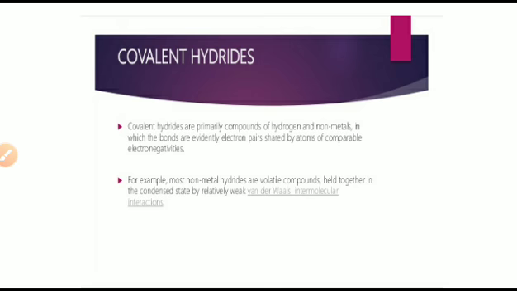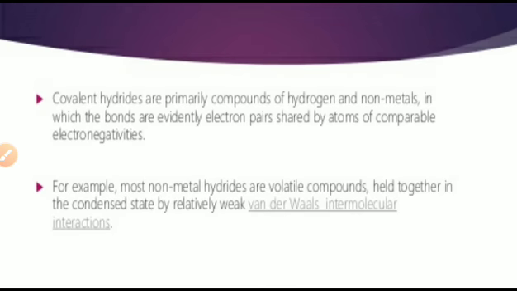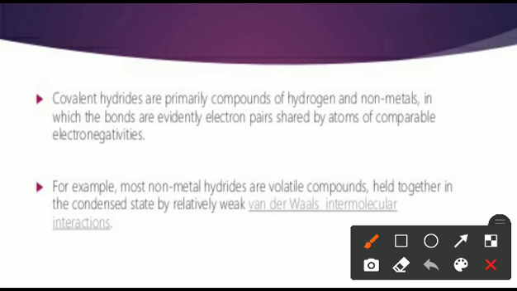Next are the covalent hydrides. Covalent hydrides are primarily compounds of hydrogen and non-metals, in which the bonds are evidently electron pairs shared by atoms of comparable electronegativity. That means hydrogen is combined with the non-metals, and there is a formation of a covalent bond between the hydrogen and the non-metals. That's why it is called a covalent hydride.